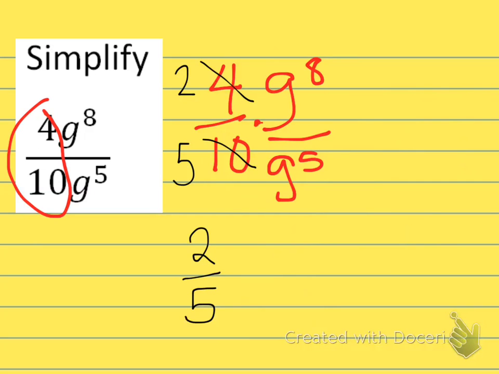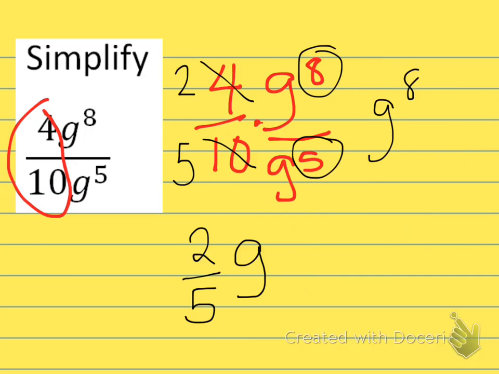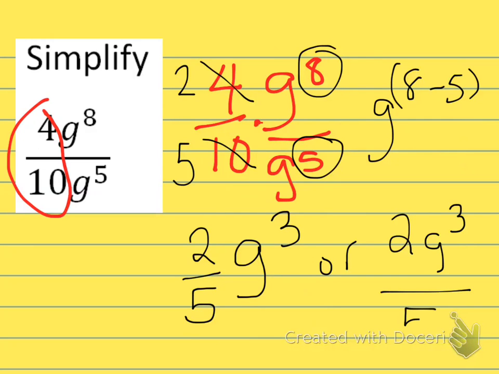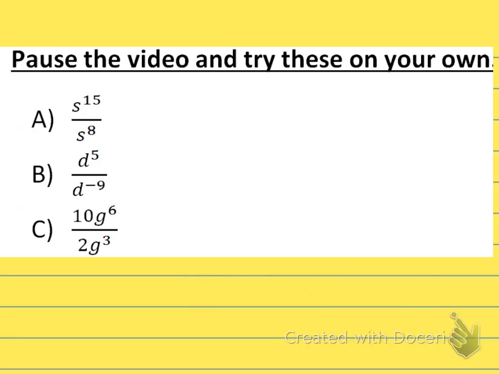Now we can concentrate on the variable. Again, it's still quotient of powers. What does it tell you to do? Subtract the exponents. So now we're going to have, I'm going to do my scratchwork on the side, g to the 8 minus 5 power. 8 minus 5 is 3. So your result is 2/5 times g to the 3rd. Or it could be 2g to the 3rd over 5. They're equivalent forms. And you're done. So what I would like for you to do now is try to practice problems on your own and pause the video.